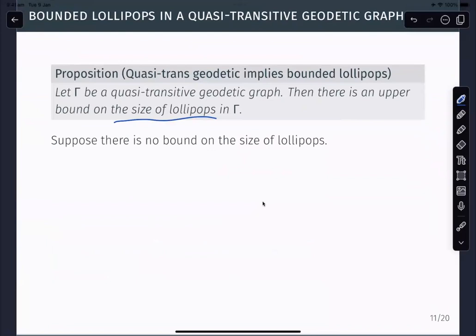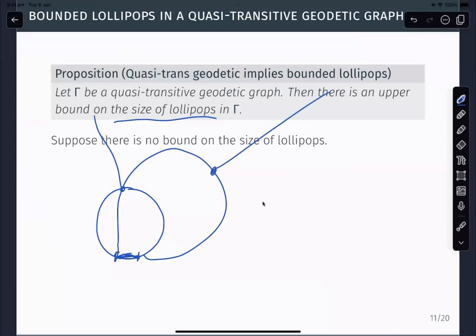Now it's quasi-transitive, so this edge here, which is what we call the top, the opposite side, I could take another bigger one and I could just stick it on by translating it with the quasi-transitive. I know by the pigeonhole principle there's going to be enough lollipops out there that will actually match those two vertices, and then I can find another one, and another one, and I can glue all these lollipops on top of each other.